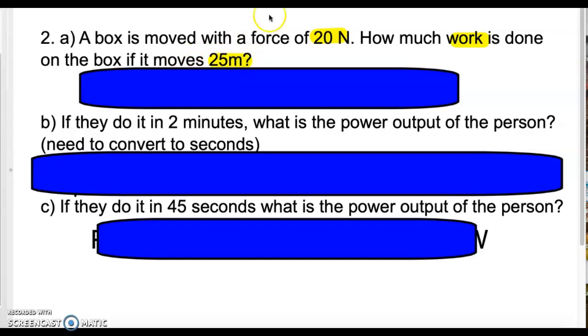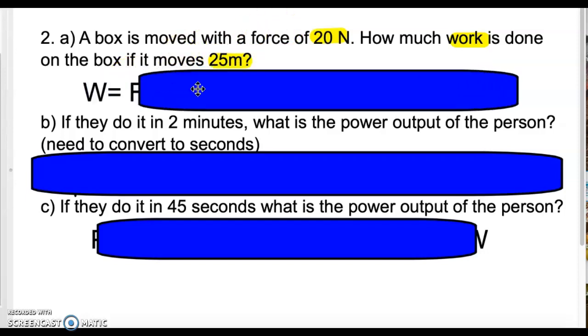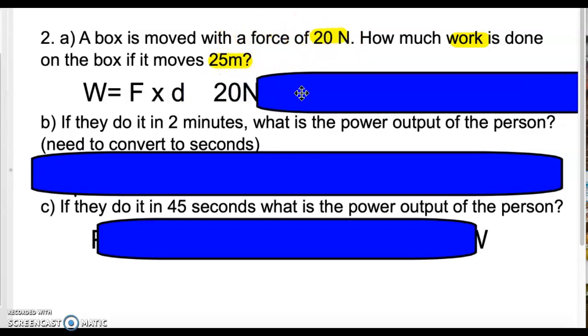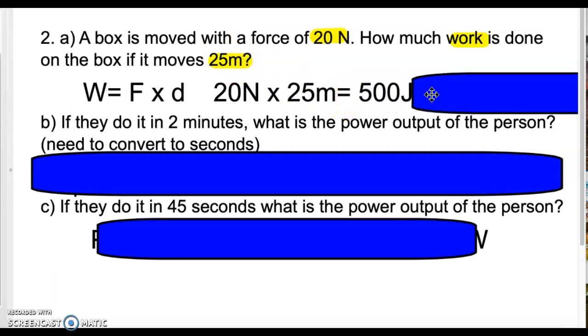So we are looking for work. So remember, work equals force times distance. And so the newtons number will tell you that that's the force. It says with a force of. So our force number is 20, and our distance has the unit of meters, so that helps us remember that it's distance times 25. So you put that in a calculator and you should have gotten 500 joules.